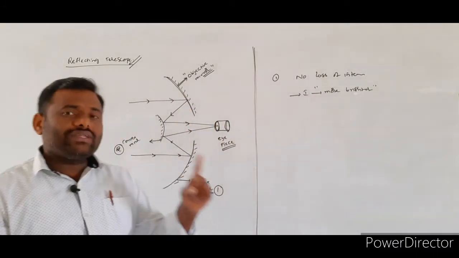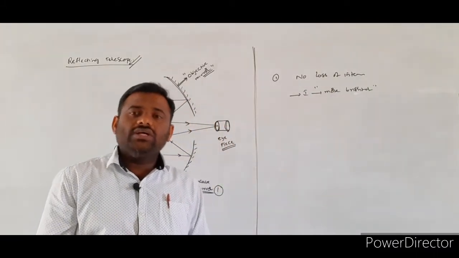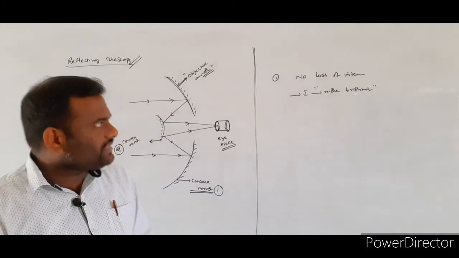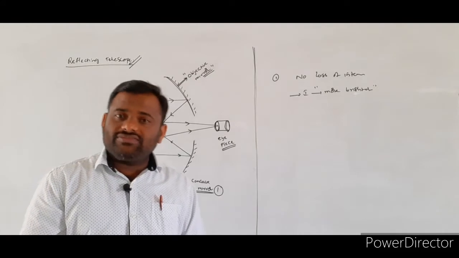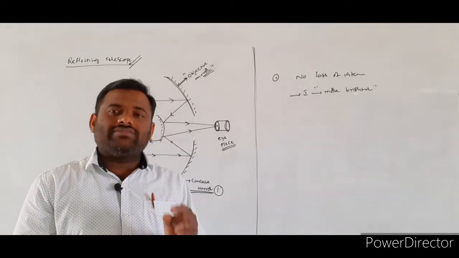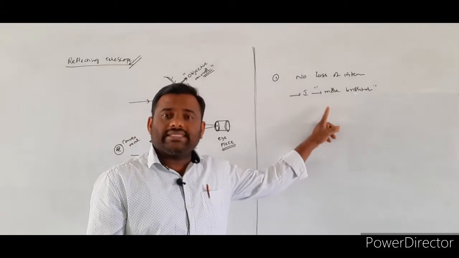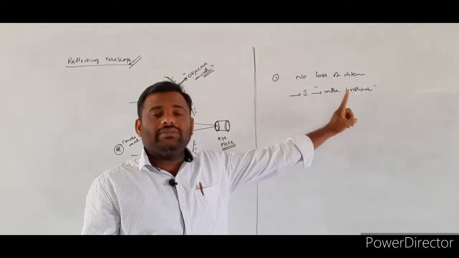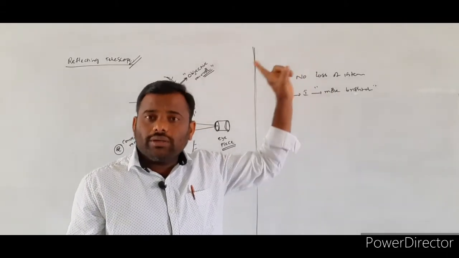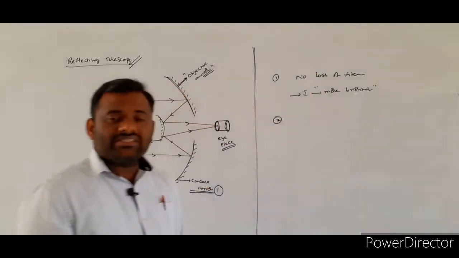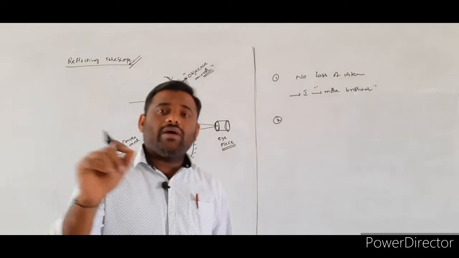Once again, whenever light undergoes refraction, there is a chance of losing more intensity. But whenever light undergoes reflection, the possibility of loss of intensity is very small, so that due to the smaller amount of intensity lost, the final image becomes brighter.